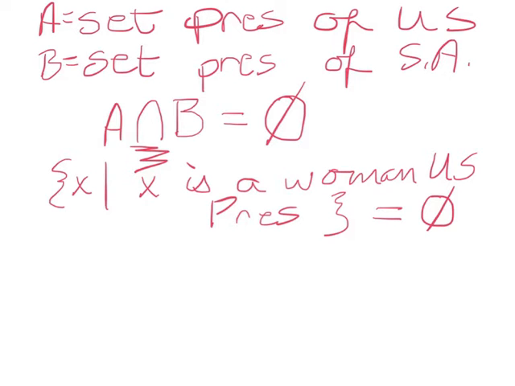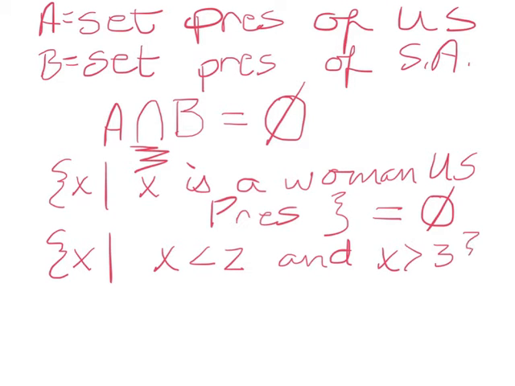And so these are the kinds of things. You could do it more mathematically. Suppose I have the set of X such that X is less than 2 and X is greater than 3. Is there any number that can be less than 2 and greater than 3 at the same time? Answer is no. So that is the empty set.